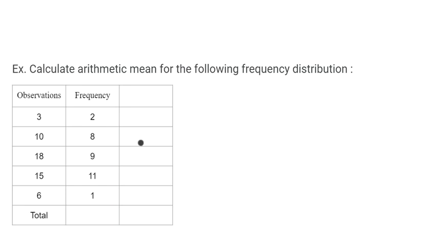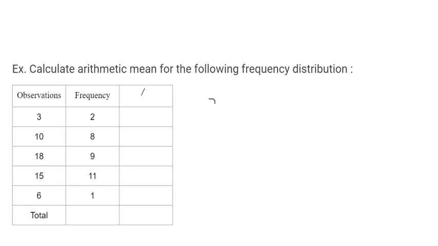And how will we read this data? The xi's are along with their corresponding frequencies. That is, x1 is with frequency f1, x2 with frequency f2, x3 with frequency f3, and so on. That is, we are repeating x1, that is 3, for f1 times, that is 2. In simple words, we are taking 3 for 2 times, we are taking observation 10 for 8 times, we are taking 18 for 9 times, and so on.